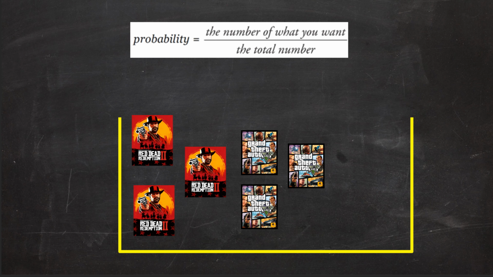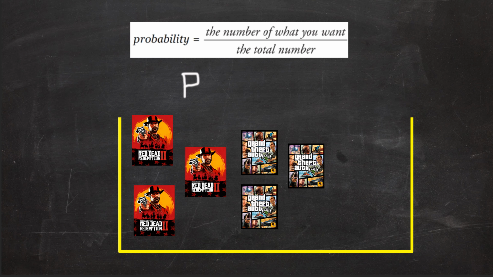The real problems relating to probability will need to use this formula. And it basically says that the probability of anything is calculated by dividing the number of what you want by the total number. So what does that mean? Well, this formula is very important. You need to memorize it.